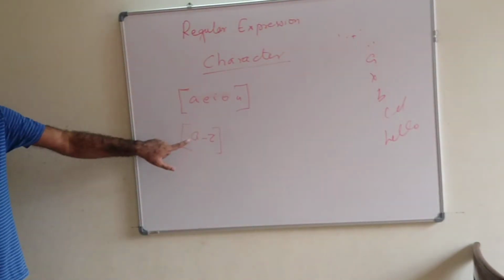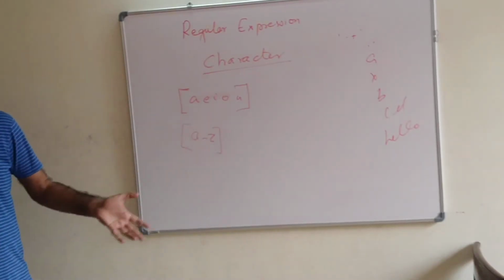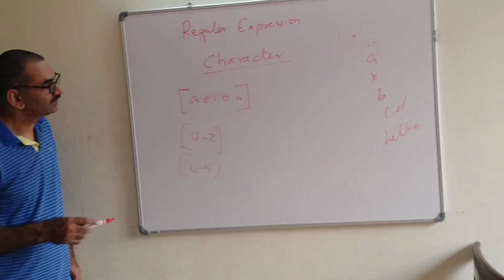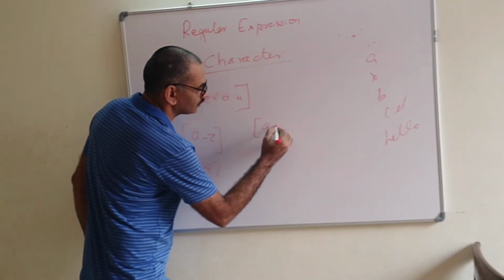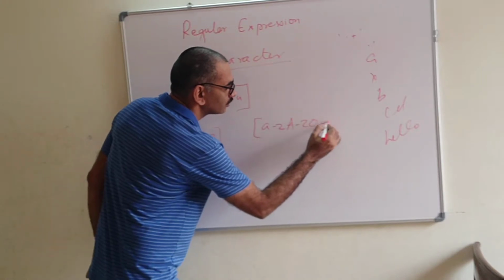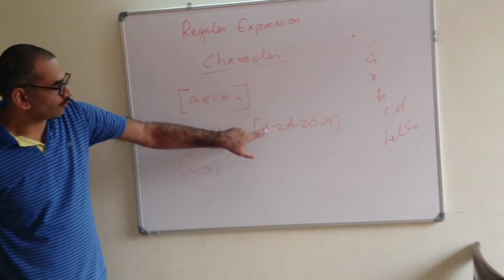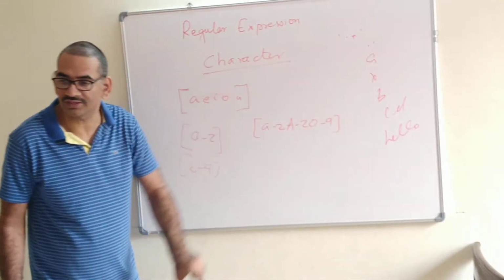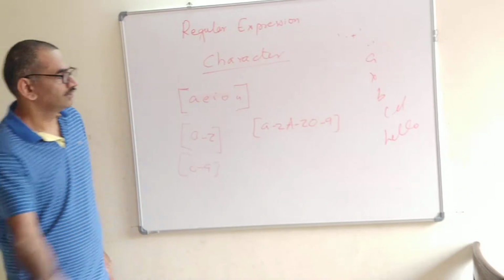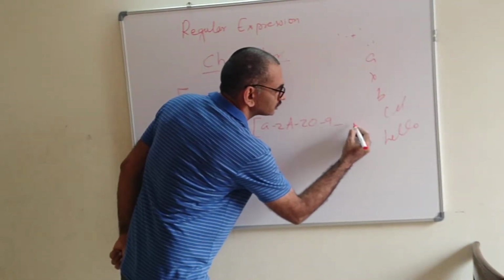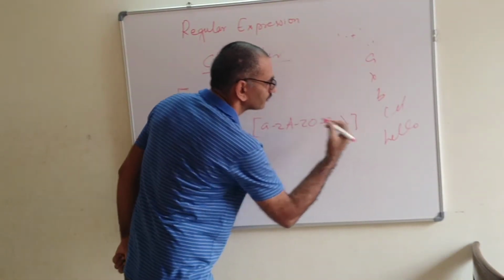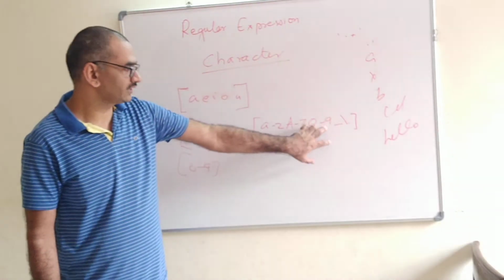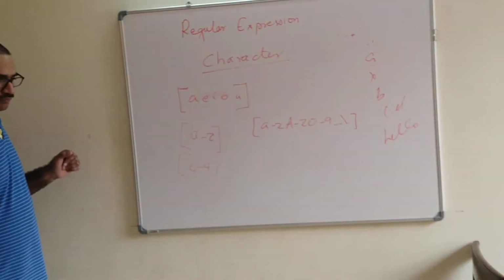Another good way to specify this is A to Z. It will understand that it means any character from A to Z, or 0 to 9. So you can combine things like A to Z, capital A to Z, and 0 to 9. It will automatically know all characters from A to Z, capital A to capital Z, and 0 to 9. You can very well put underscore, dot, or anything else. So it would mean A to Z, anything, or any of these.